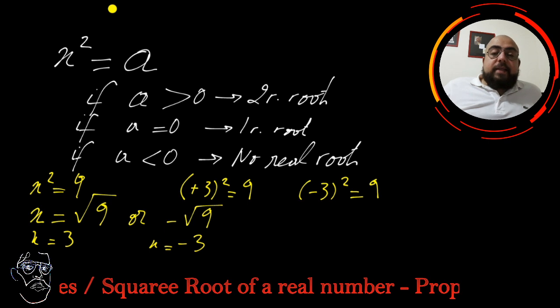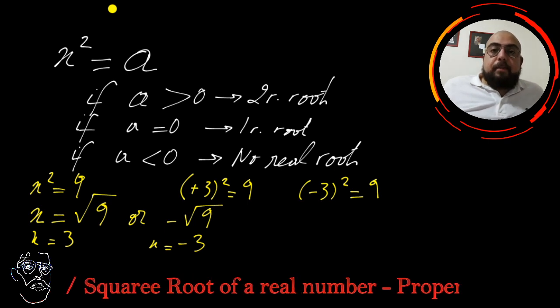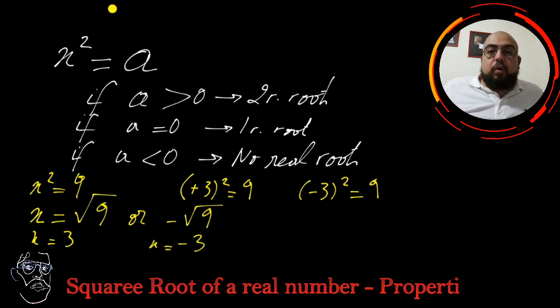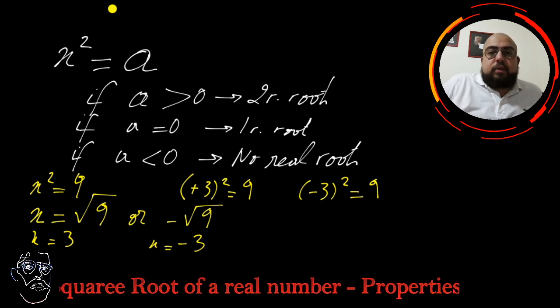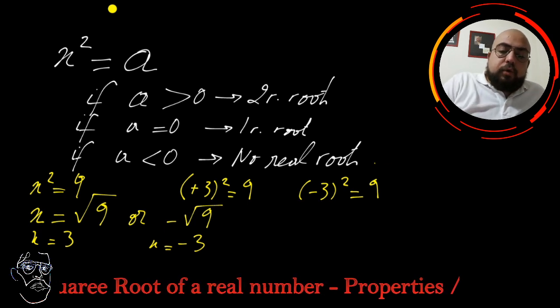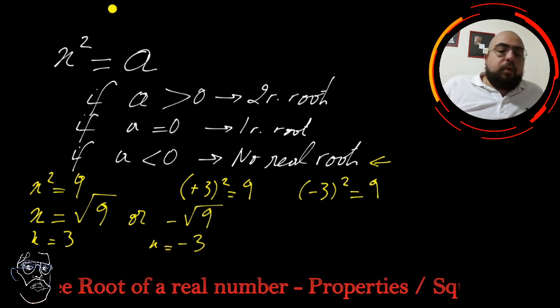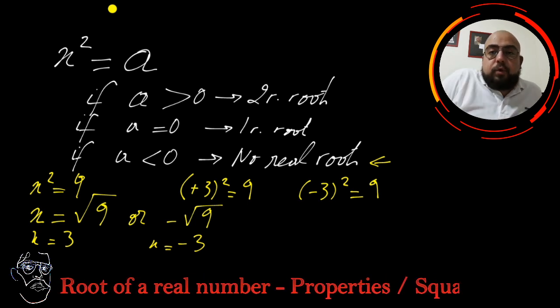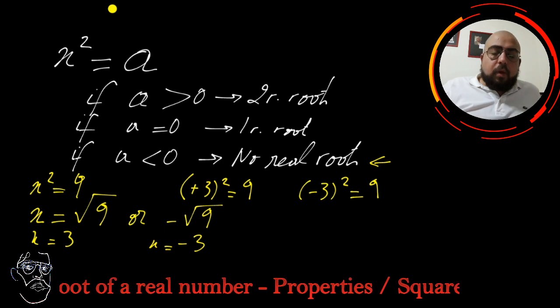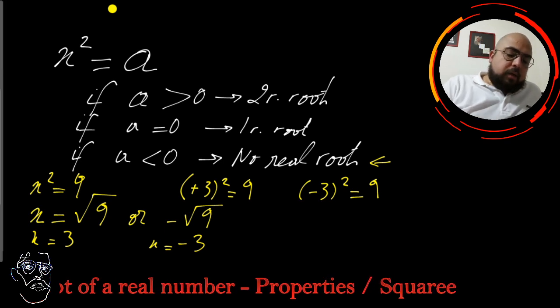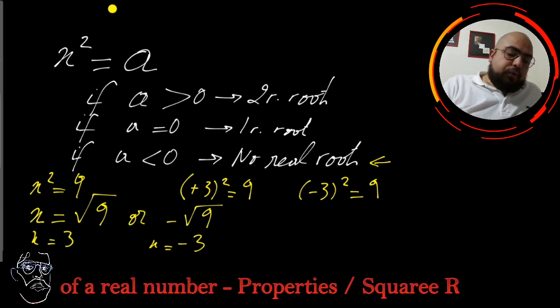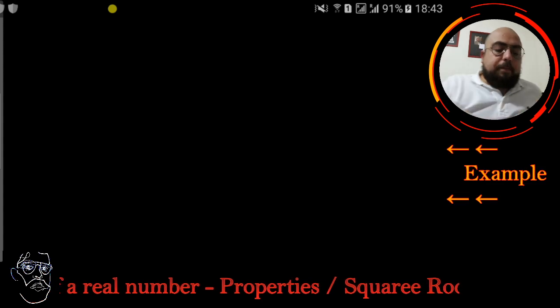Now, let's say x squared is equal to minus 9. In that case, you will have to say no real roots. And if x squared was equal to 0, you will have to say 1 real root, which is 0. Alright, so I'm going to take examples related to this part.